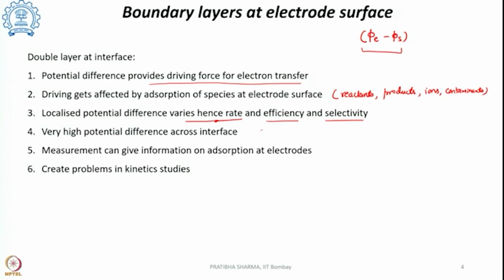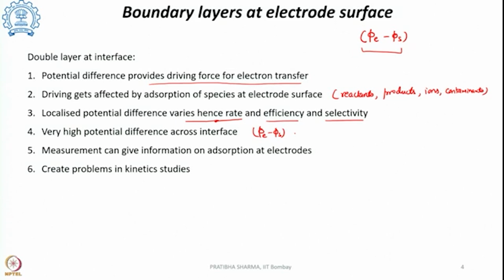For example, if phi E minus phi S is equal to 2 volt over 0.2 nanometer, the potential gradient will be 10 raised to power 10 volt per meter. Such a high and localized driving force enables energetically difficult processes to be carried out electrochemically.